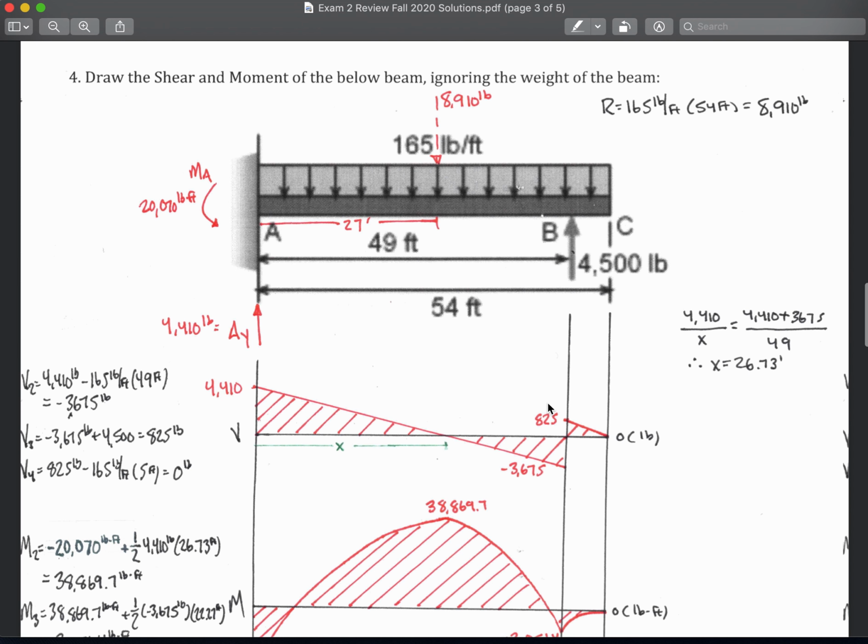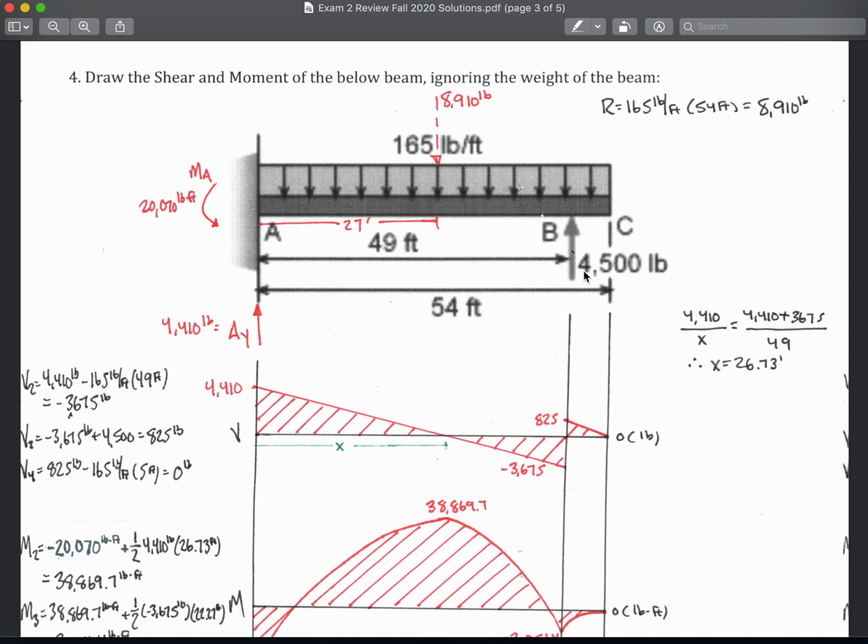Now here's a new problem. Draw the shear moment diagram of the below beam, again ignoring the weight of the beam. First let's just look at the beam and ignore some of the solutions that are already here. This is a beam that's affixed to the wall. So there is a known moment here, and there's an upwards AY force. It has a constant distributed load across the top at 165 pounds per foot. There's a force right here applied upwards.